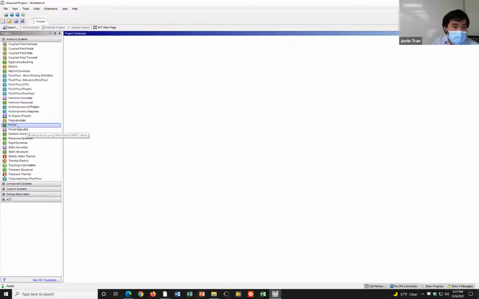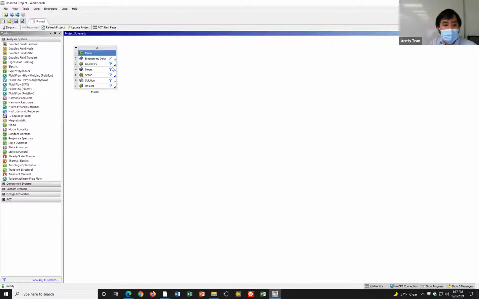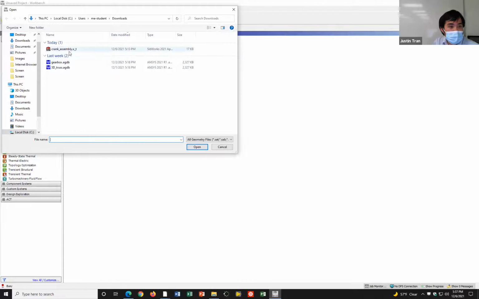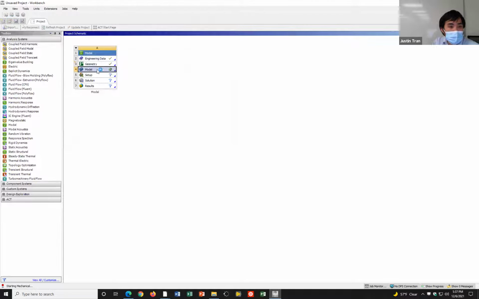Okay. All right. So what I'm going to do is take modal here. We're going to start with a modal analysis. I'm going to click and drag that into the workspace, and then I'm going to import my bike crank, brake assembly. All right, and then I'm going to go ahead and launch Mechanical.